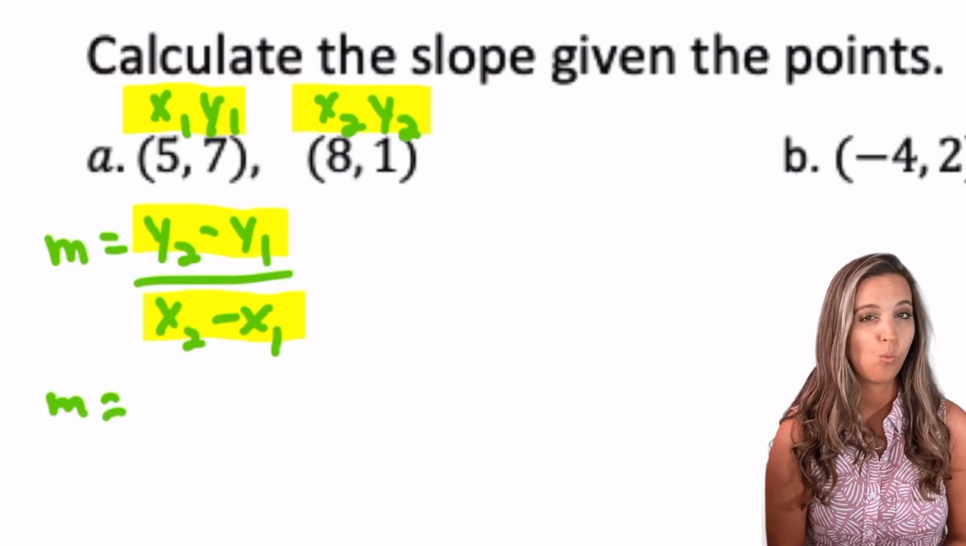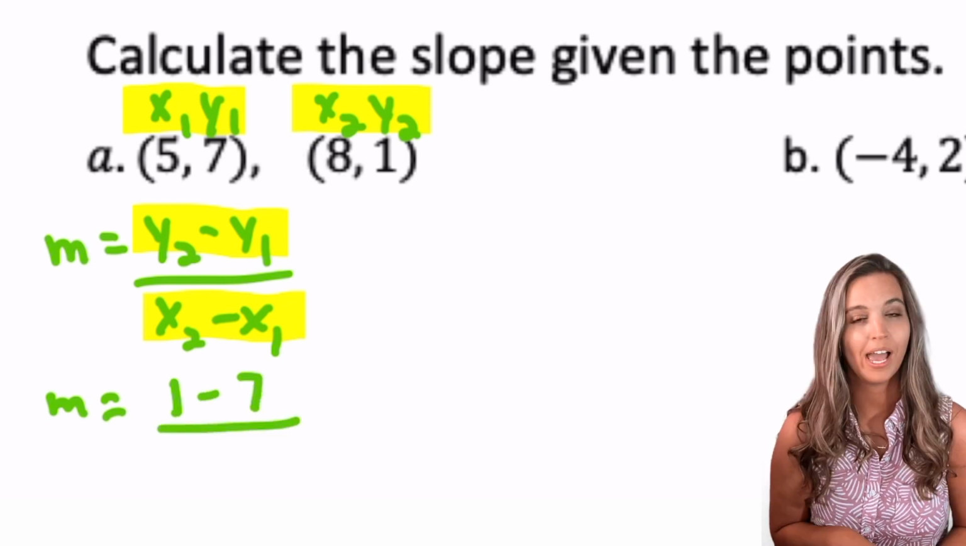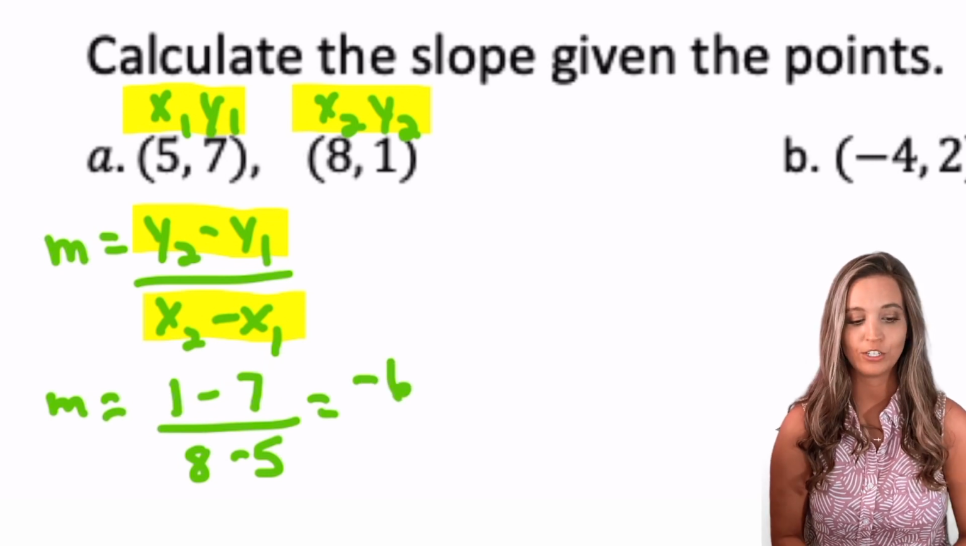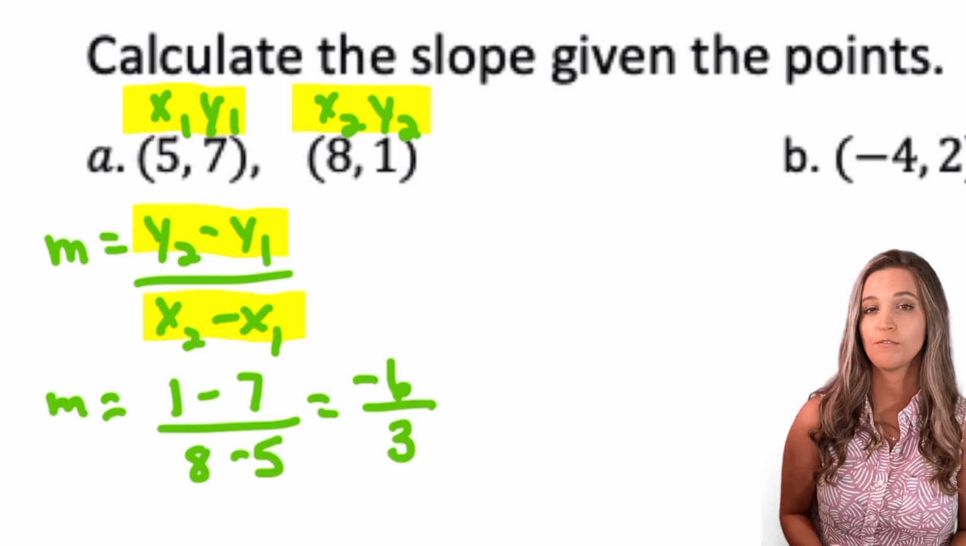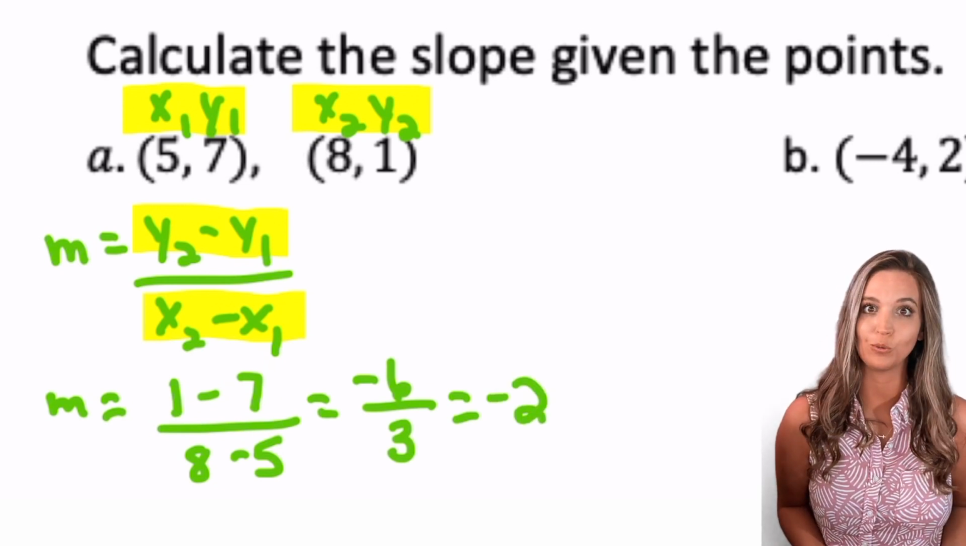Y sub 2 is 1. Continue plugging in the values for y sub 1, x sub 2, and x sub 1. Our numerator is 1 minus 7, so -6, and our denominator is 8 minus 5, so +3. -6 divided by 3 is -2. Our slope is -2. Look at the next one.